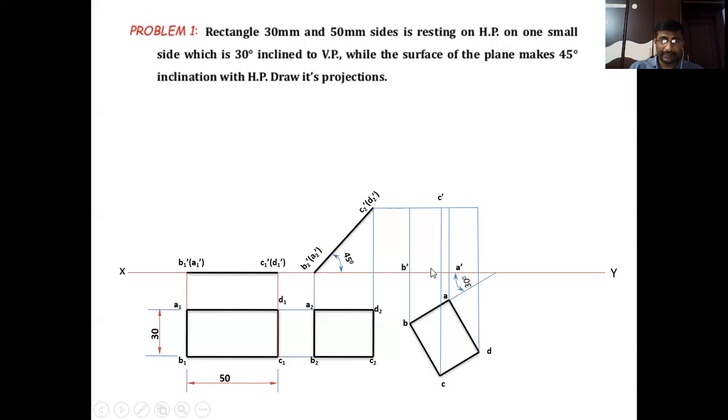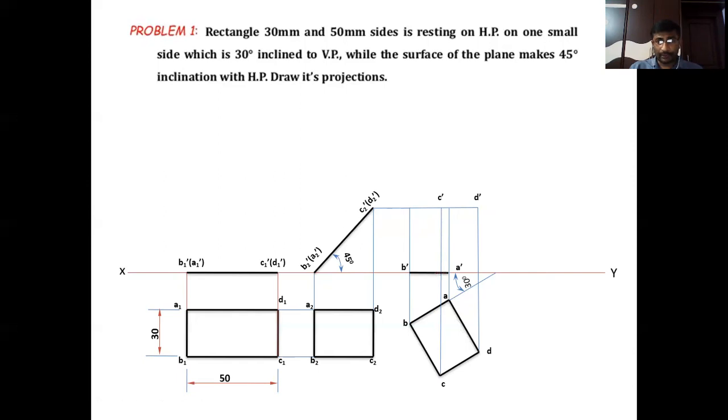Clear, students? Then C dash. The projector coming from C will intersect the projector coming from C2 dash, and it is located as C dash. And the last point, D dash, is the intersection point between the D projector and the D2 dash projector. This is the final point, the front view of the rectangle.